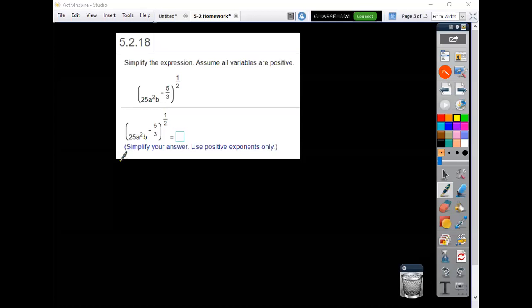Problem 5.2.18, simplify. Whew, that looks like a whole lot of rational exponent mess.